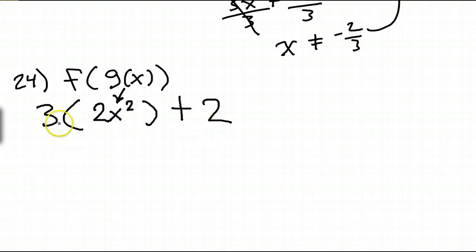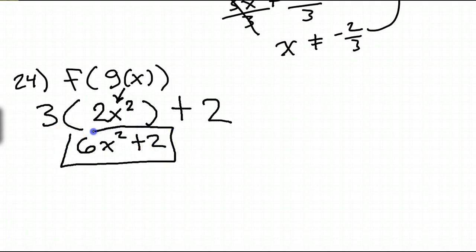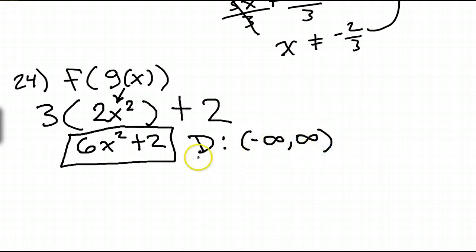There's very little I can do with this. The only thing I can do is multiply 3 times 2. So that's going to give me 6x squared plus 2. And that is the answer. And then the domain is all real numbers, or negative infinity to positive infinity. That's it. All done.